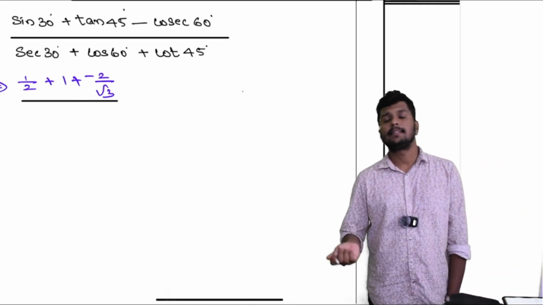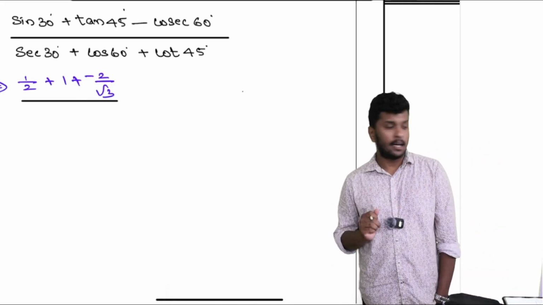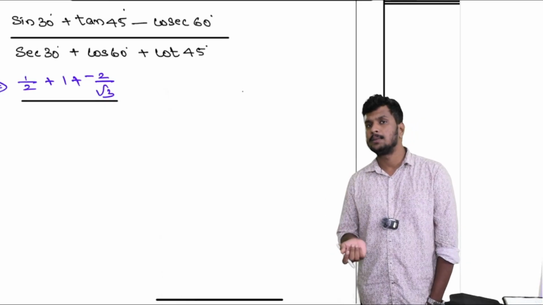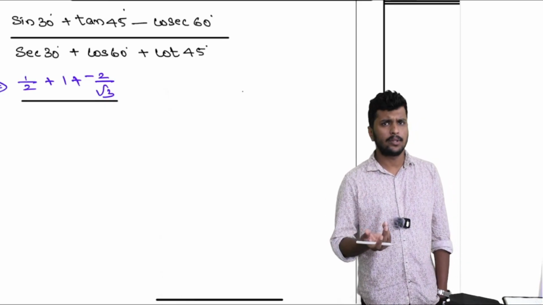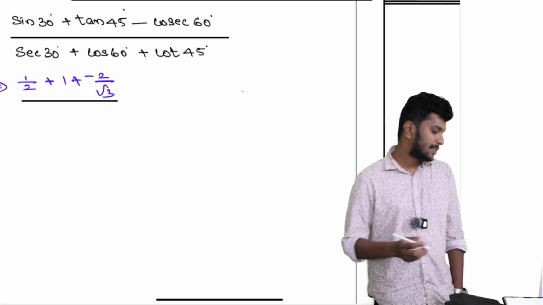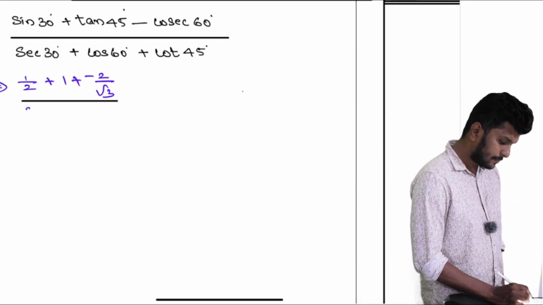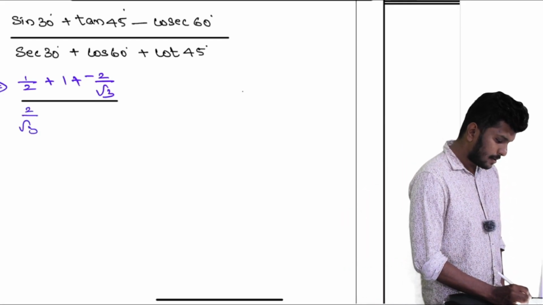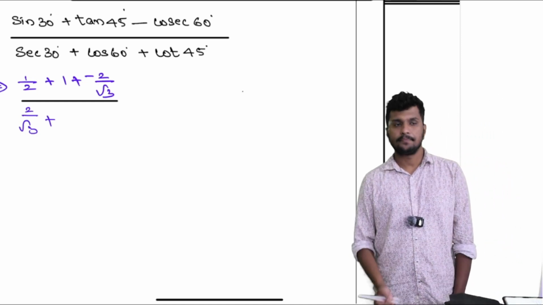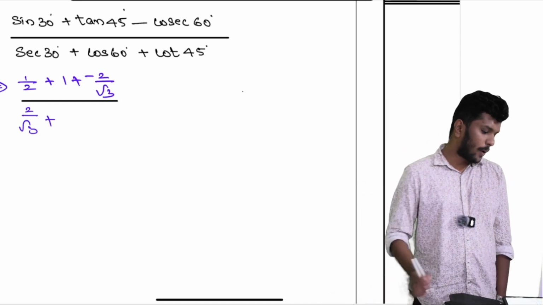Now what do we have? Sec 30. Sec 30 is what? Cos 30 is the reciprocal. What is cos 30? Root 3 by 2. So root 3 by 2's reciprocal is 2 by root 3, plus cos 60. What is cos 60? 1 by 2.